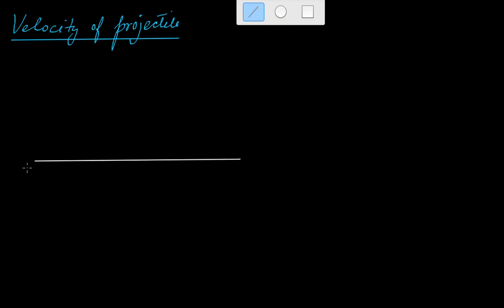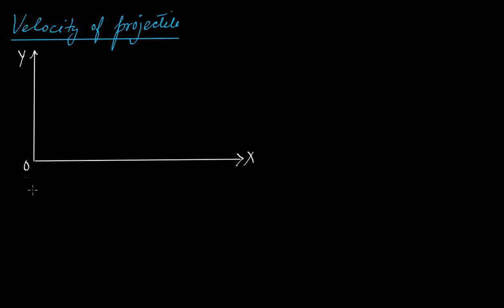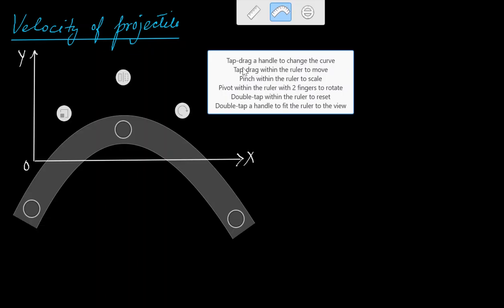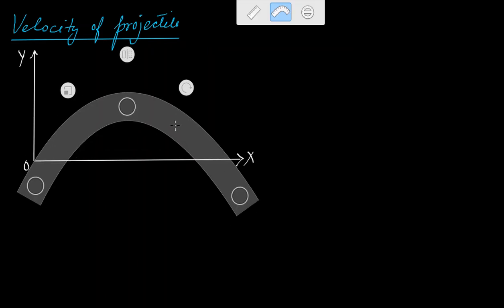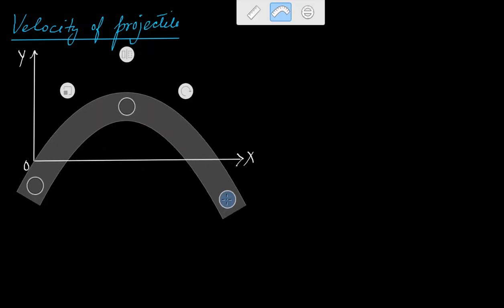Let us find the velocity of the projectile at any instant. Again, let me draw the diagram. Horizontal line, vertical line. Okay, so let's say this is the x, that's the y-axis, and this is point O. Let me use this scale once again.